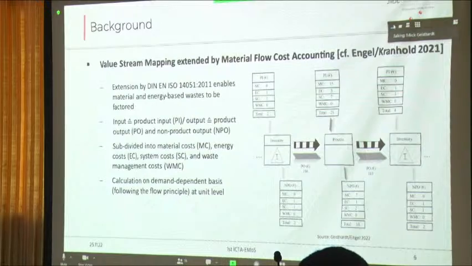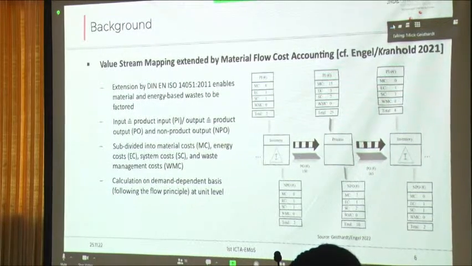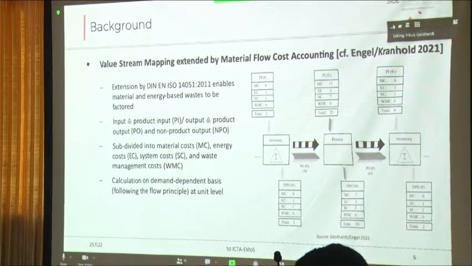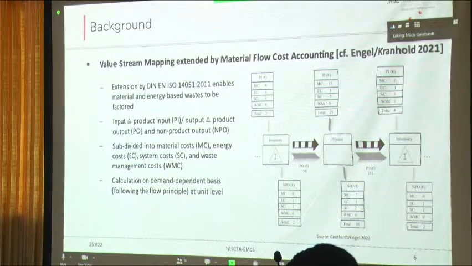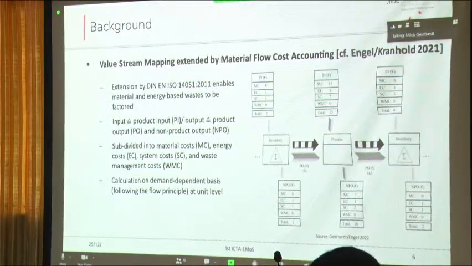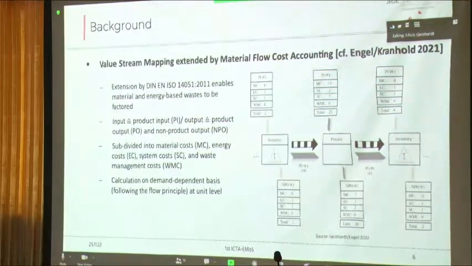Now, to leverage this, value stream mapping has been extended by material flow cost accounting. This is an extension based on a standardized DIN norm that enables material and energy-based wastes. On the picture on the left-hand side, you can see the representation of material flow cost accounting, where we have a product.